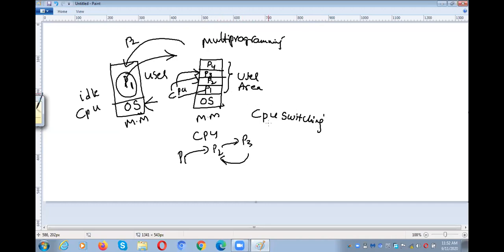So that the CPU has a number of programs to run. That is the reason why, with the help of multi-programming, we can keep the CPU busy, so that the CPU always has one process to run and the system performance will be increased.